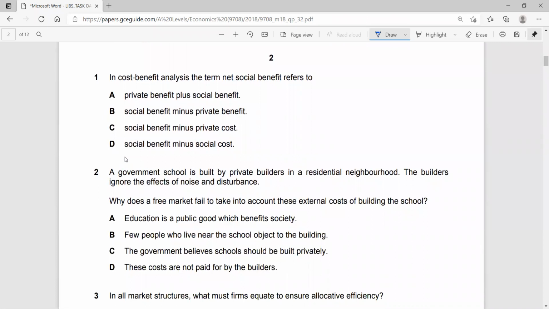So question 1. In a cost-benefit analysis, where you look at social benefits and social costs and see whether a project is socially beneficial, the term net social benefit refers to what? Social benefit is the addition of private benefit, the benefit that the economic agents involved in the exchange acquire, as well as external benefit, or positive externalities to the third party. Social cost, conversely, is private costs summed with external costs, so negative externalities.